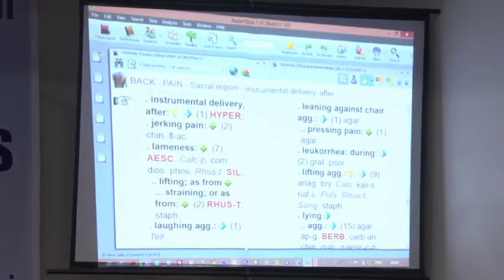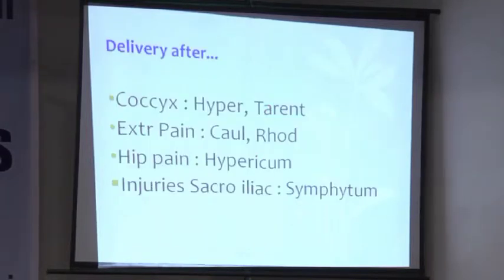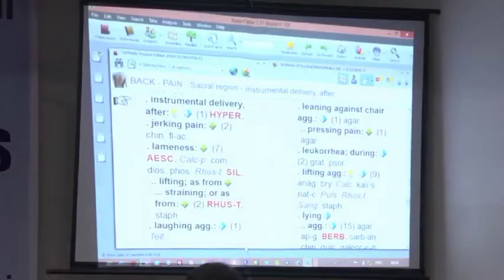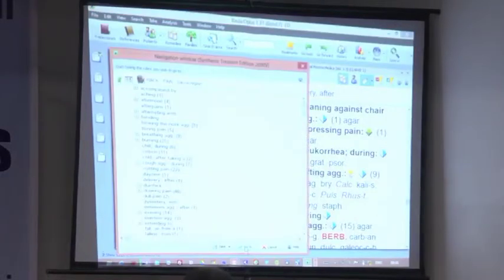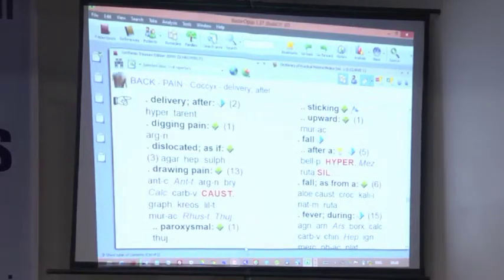So after LSCS, the remedy is hypericum. That is the difference between typical delivery and sacral region pain after LSCS. So what about pain in the coccyx after delivery? Hypericum and tarantula are the remedies. That is the back pain, coccyx. After delivery, hypericum and tarantula are the remedies. In that case, Kali carb will not give advantage.